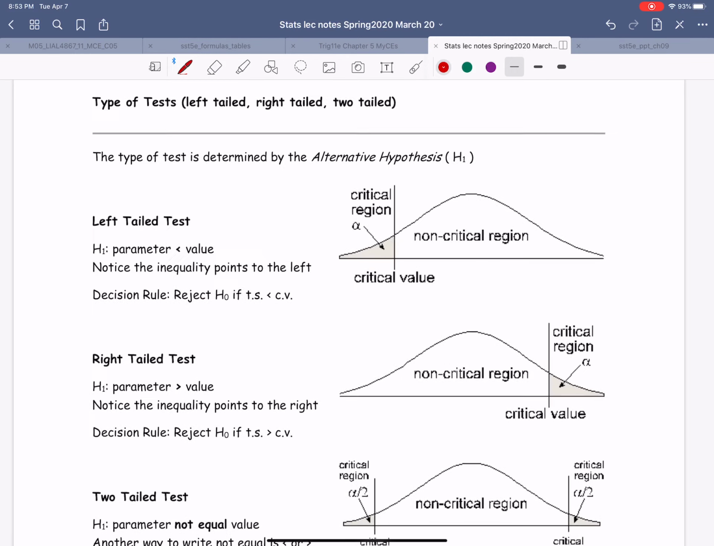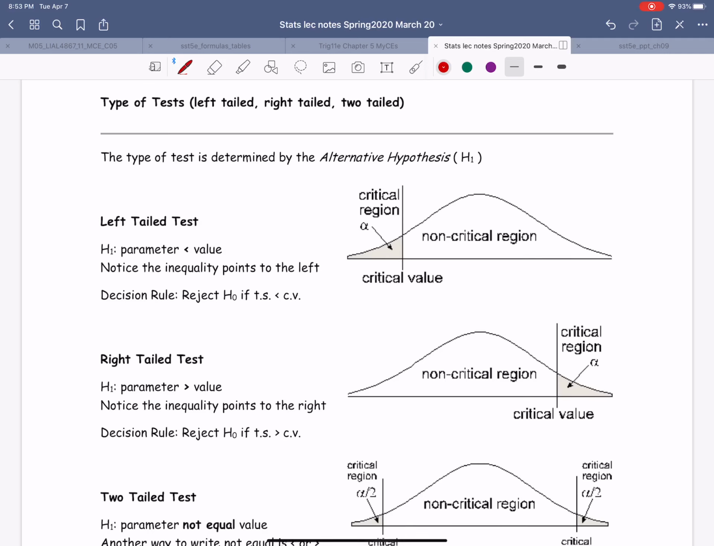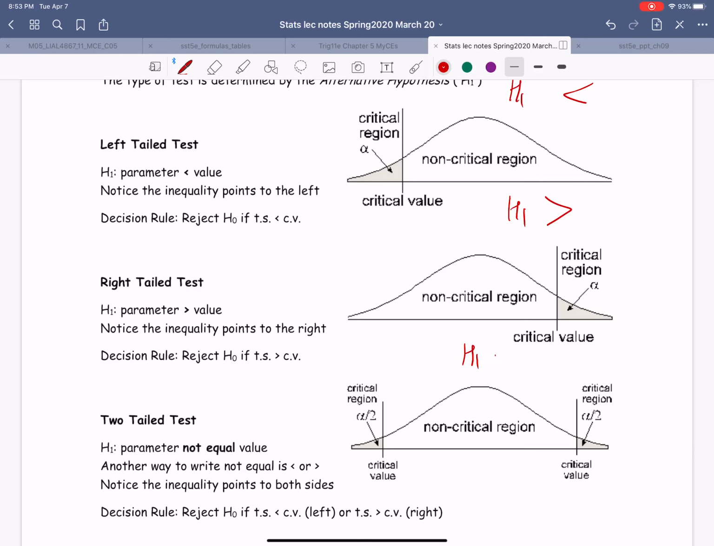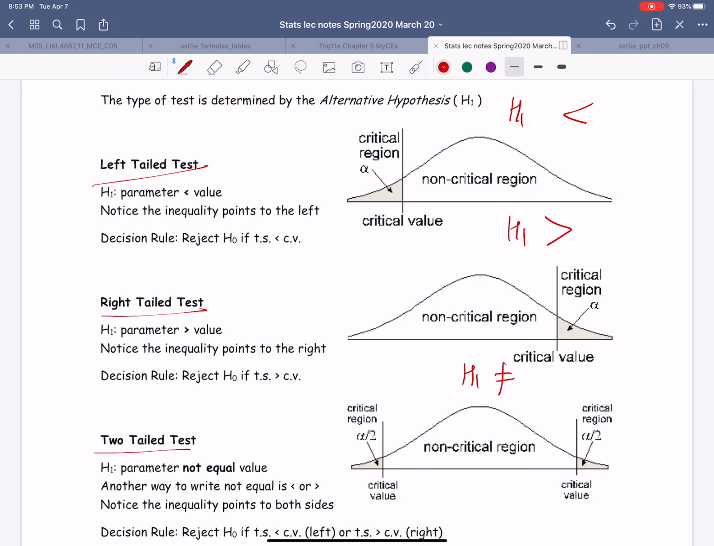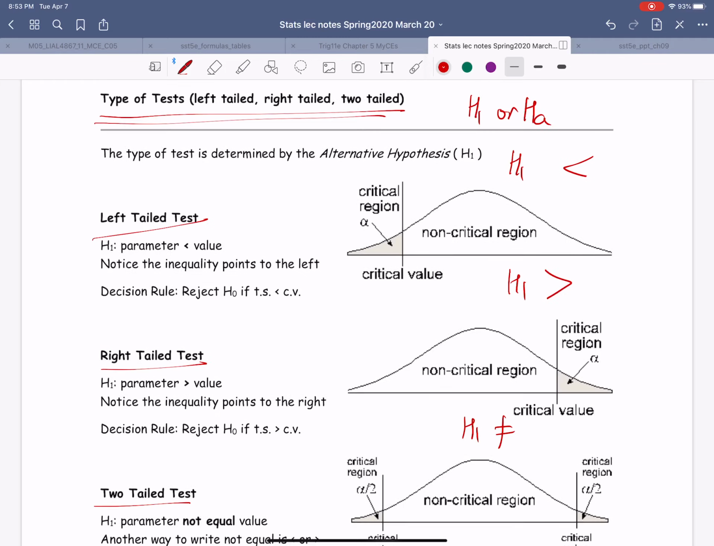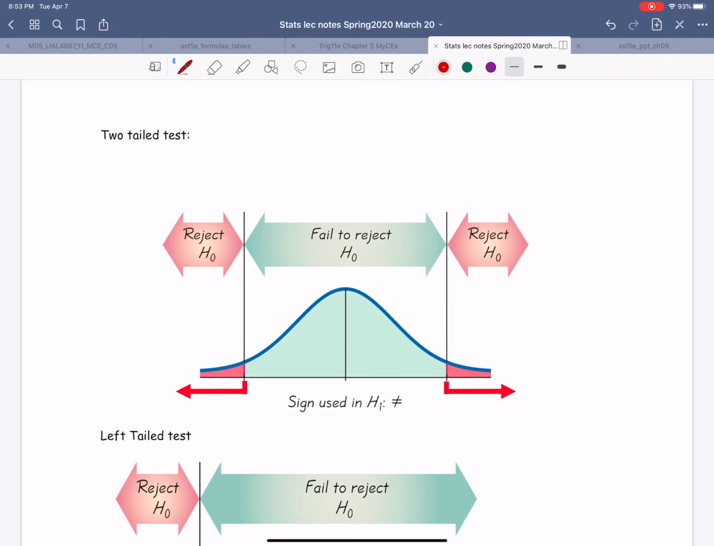Next, types of tests: left tail, right tail, two tail. We already talked about this. H1, the alternative hypothesis, decides if you have a left tail test, right tail test, or two tail test. If your H1 has a less than sign, you have a left tail test. If your H1 has a greater than sign, you have a right tail test. If H1 has a not equal to sign, we have a two tail test. It solely depends on the alternative hypothesis.